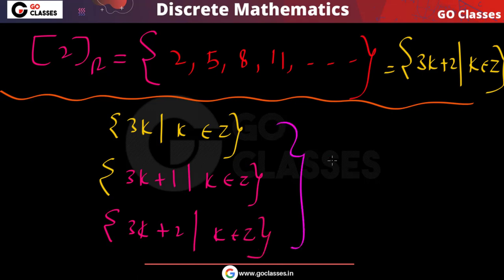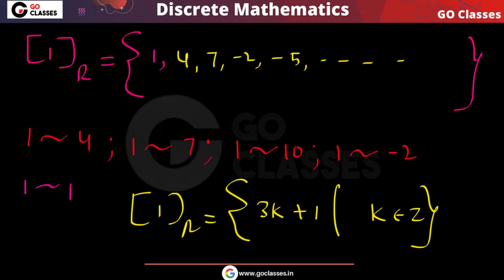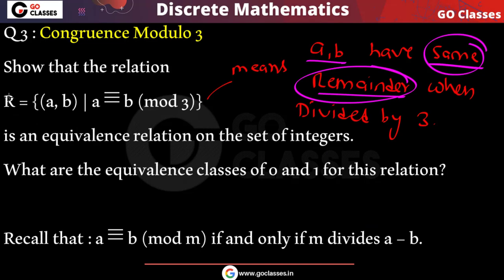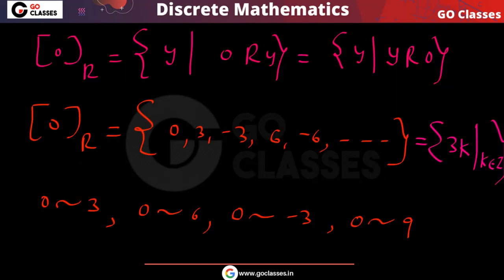So this is a partition of our base set, which is the set of integers. You can clearly see, because these are mutually disjoint and non-empty, and they cover all the integers. Every integer is covered. So this relation will partition our base set into 3 parts. We have 3 equivalence classes for this relation, and these are the equivalence classes.